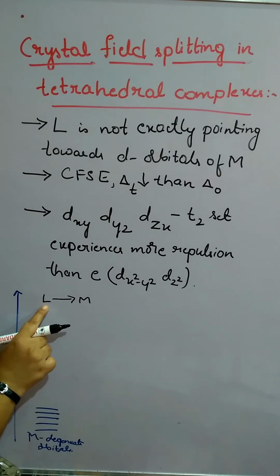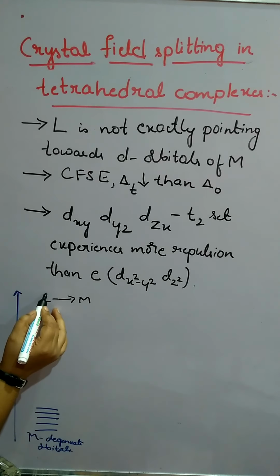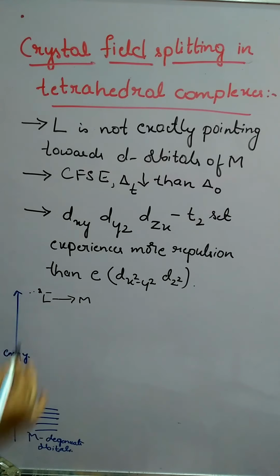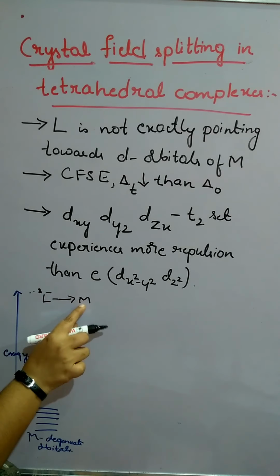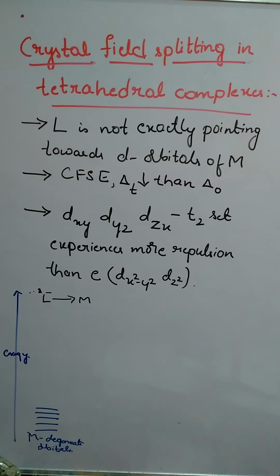That is nothing but a repulsion between the negative charge or lone pair of electrons on the ligand and the electrons in the d orbital. Due to that repulsion, the energy of these orbitals is raised, and that rise in energy we mention as the average energy of the degenerate d orbitals.